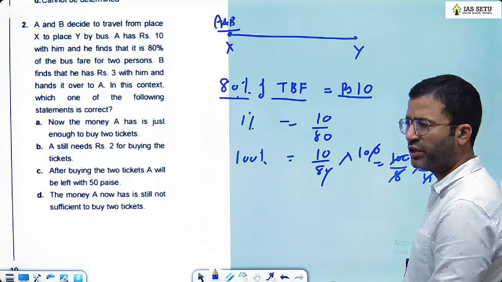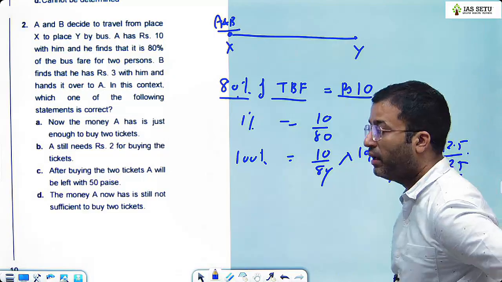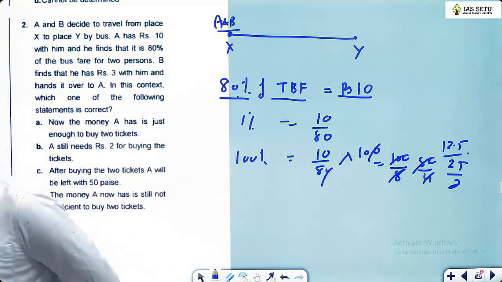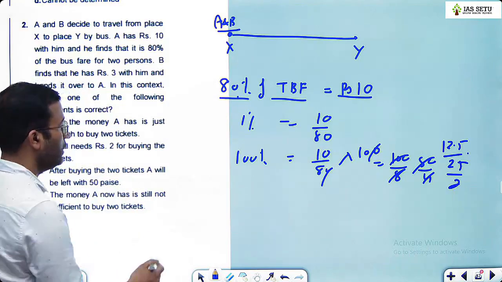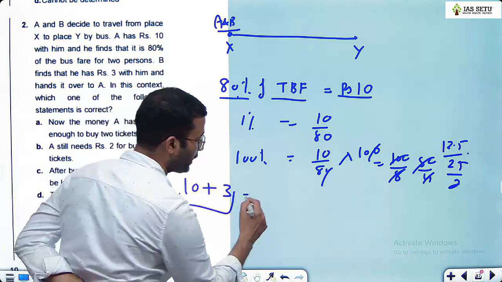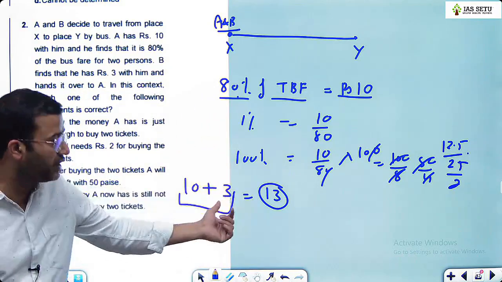ठीक है, ये यूनिटरी मेथड तो वैसे याद रहता है, ये भी ना याद रहे तो क्वेश्चन छोड़ना पड़ेगा फिर. They need 12 rupees 50 paisa. A has 10 rupees with him. B finds that B has 3 rupees with him. Hand over to A. तो A के पास 10 रुपए थे, B के पास 3 रुपए थे, मिला के they have 13 rupees.